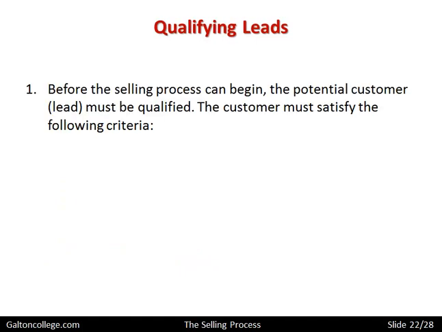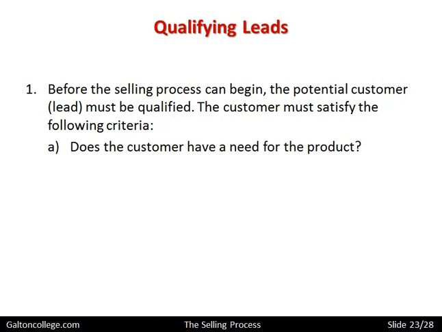Before the selling process can begin, the potential customer, or the lead if you like, must be qualified. Now that means the customer must be real. The potential customer must show all the characteristics of becoming a real customer, moving from potential to actual. The customer must satisfy the following criteria. Does the customer have a need for the product? And that should be answered honestly. The salesperson must try to work out if the customer has a genuine need for the product.